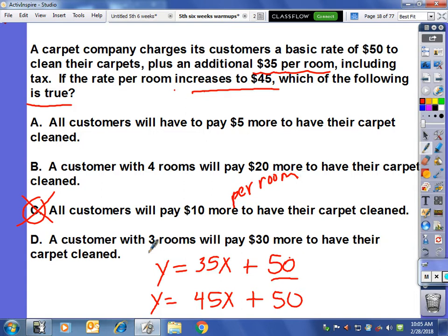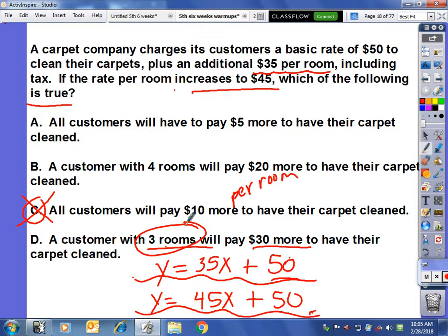But look at choice D. A customer with 3 rooms will pay $30 more. That's true. If you put a 3 into this and get the answer, and then put a 3 into this and get the answer, this cost is going to be $30 more because they did 3 more rooms and they're $10 more per room. Does that make sense?